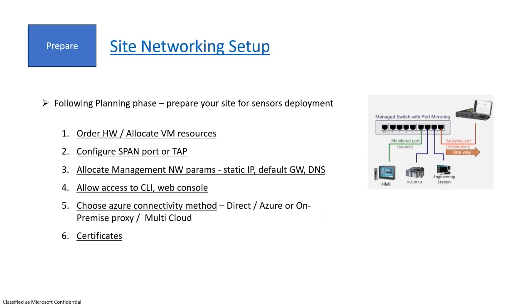Now from a management standpoint, allocation of the management network parameters also needs to happen here. So we provide a static IP for management, and we provide a default gateway and optionally a DNS. So that it is easy to remember how to get to your sensor. That is the IP or the address with which you would pull up your sensor GUI on the browser.